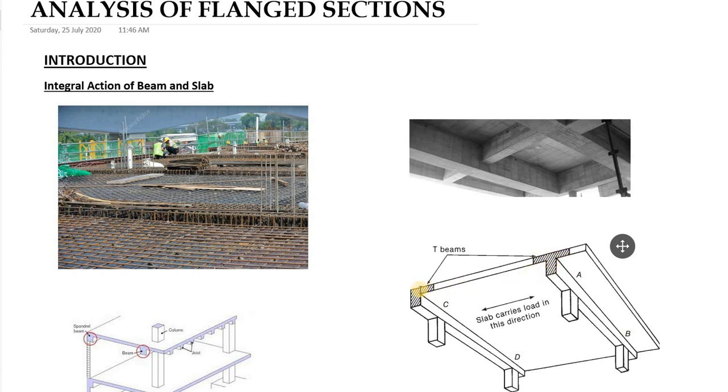For this spandrel beam CD, the edge beam is also called a spandrel beam. For this beam, there is slab present on only one side, so there is flange present on only one side. So you can call it a T beam too, but the more common name to distinguish it from this kind of beam is inverted L beam, because it is similar in shape to an inverted L. So you may call this an L beam and this a T beam.